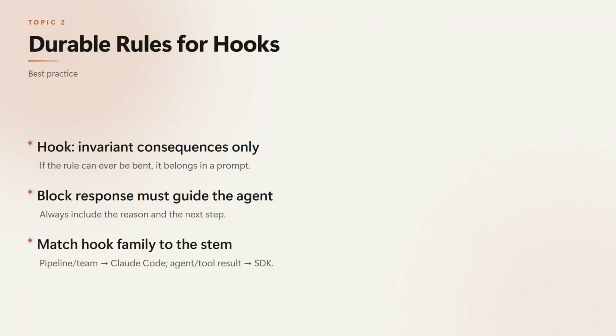When a hook blocks, always return the reason and the path forward. A bare refusal is a design flaw because it leaves the agent without agency. Rejecting a routing classifier as a hook target? That's because it bypasses the language understanding you're paying for. Hooks should enforce operational gates, not replace model judgment.